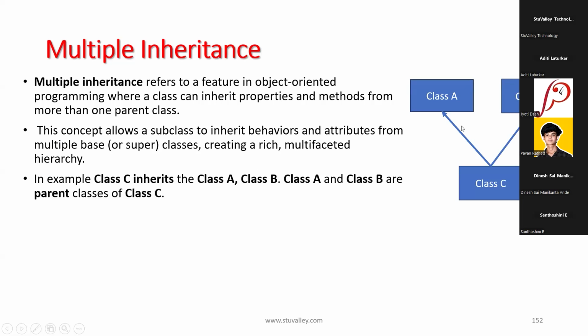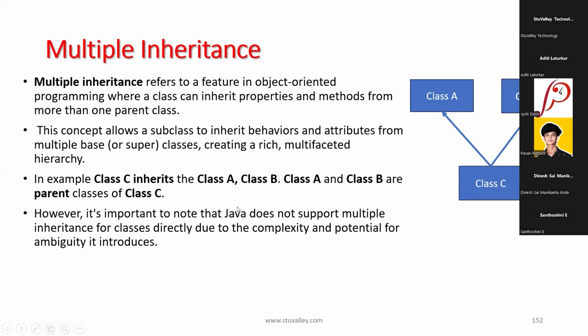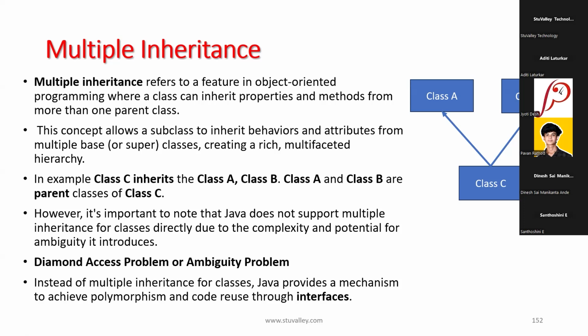In this example, class C is a child class. It inherits class A and class B, all the properties of class A and class B. But in Java, it is not supported through classes. Multiple inheritance is not supported in Java through classes because of the complexity and potential for ambiguity it introduces. That is known as the diamond problem or ambiguity problem. So what is meant by that?